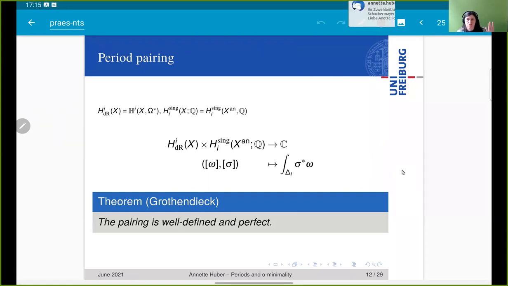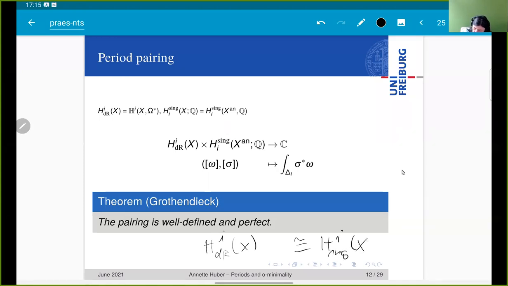So you have different differential forms giving rise to the same cohomology class. You have different chains giving rise to the same homology class, but by Stokes' theorem, this is well-defined. And that's the more important part of the statement. It's a perfect pairing. If you rewrite this from a pairing into a duality, you can also see this as an isomorphism between de Rham cohomology and singular cohomology.